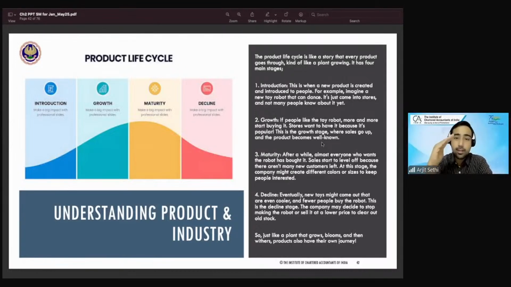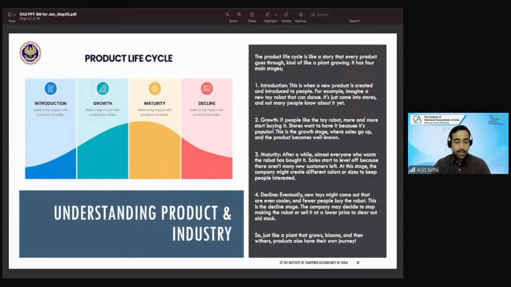The third is maturity. After you start growing, after a while, almost everybody who wants the robot has already bought it. Just like white sneakers. Almost everybody who wants it has already bought it. So now stores say the sales are declining because not a lot of people are buying it again. It was a one-time purchase. So sales start to level off because there aren't many new customers coming in. The old ones are starting to go out. New customer inflow has reduced, outgoing has increased. So the net difference is decline of sales.